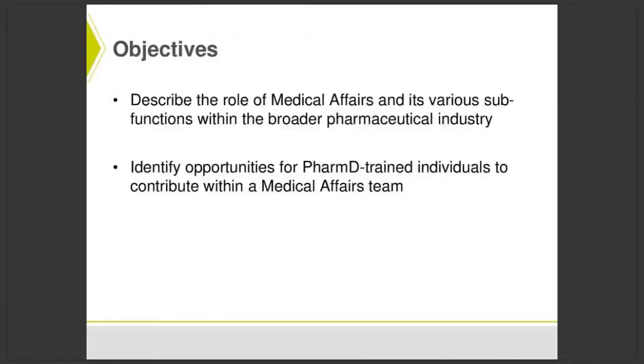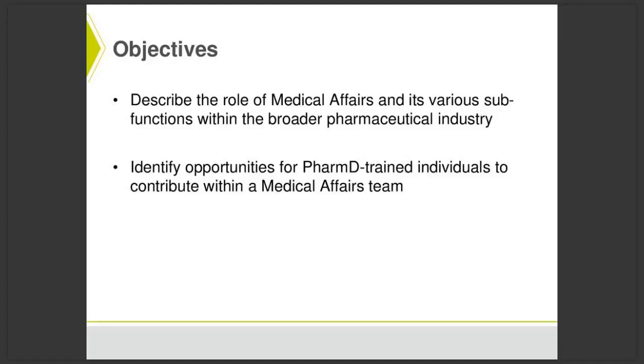So as with any presentation, this one has objectives. And so these, again, are pretty straightforward. The first objective being to describe the role of medical affairs and its various sub-functions within the broader pharmaceutical industry. And these sub-functions that I'm going to be referring to are, again, not a comprehensive list per se. Each company is organized in a different manner, but they do give a nice overview about the discrete functionalities that may exist within a medical affairs unit, within a functional area within a specific company.